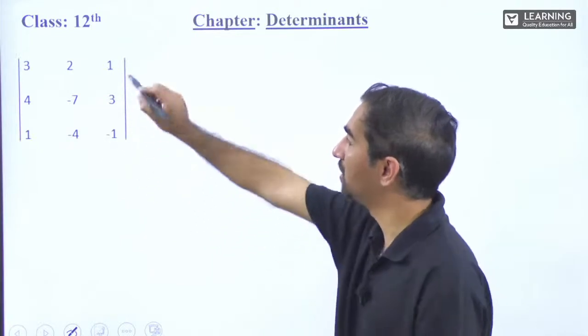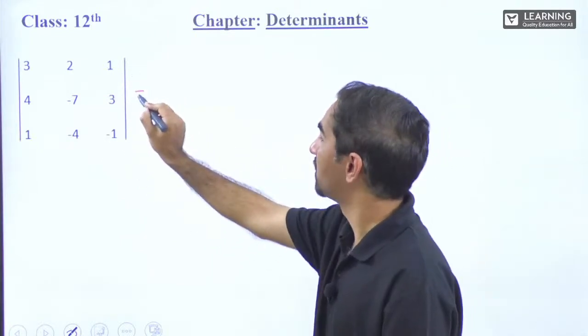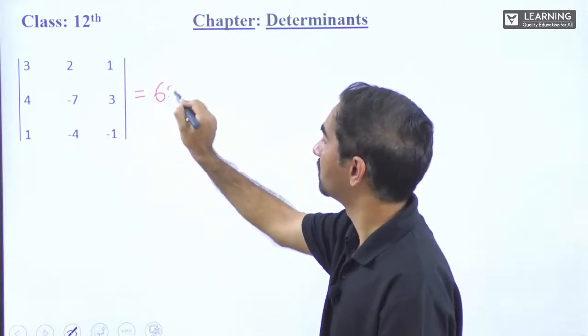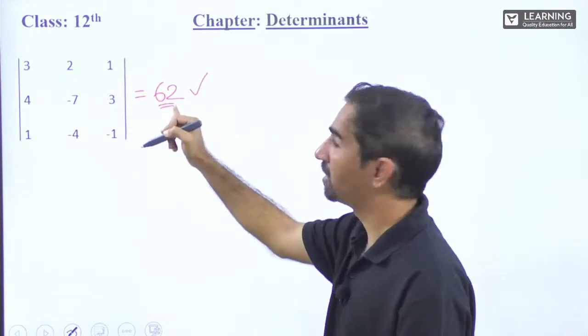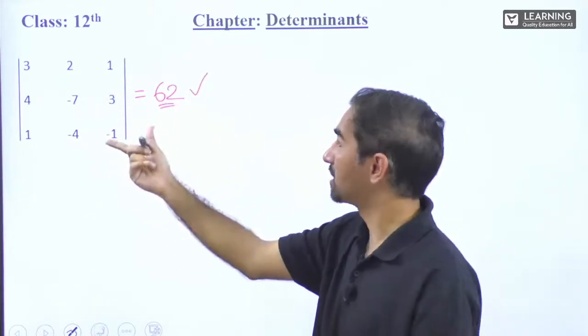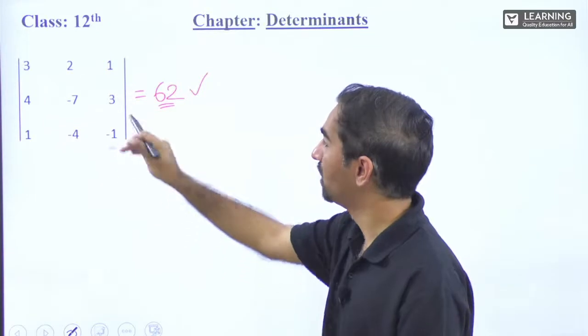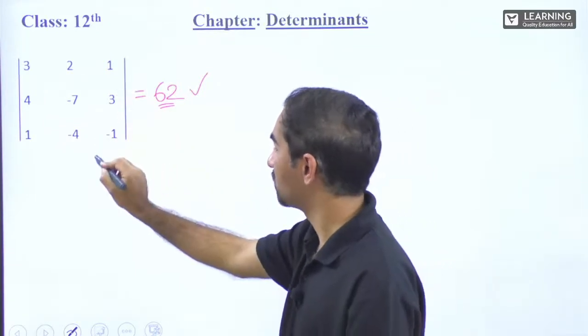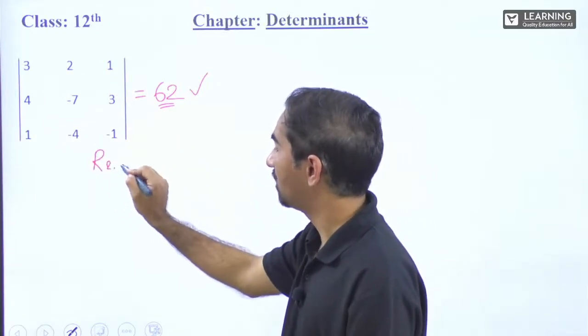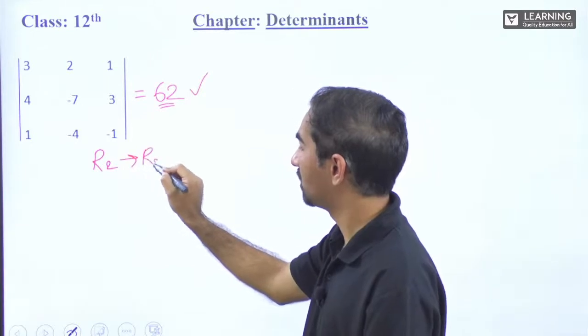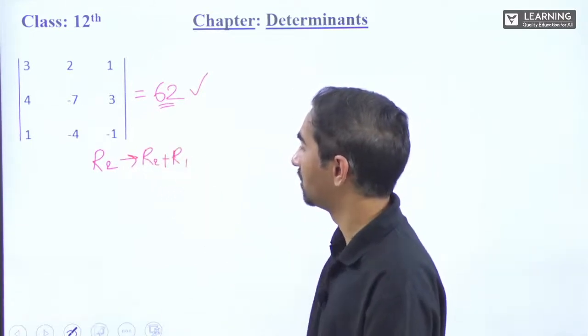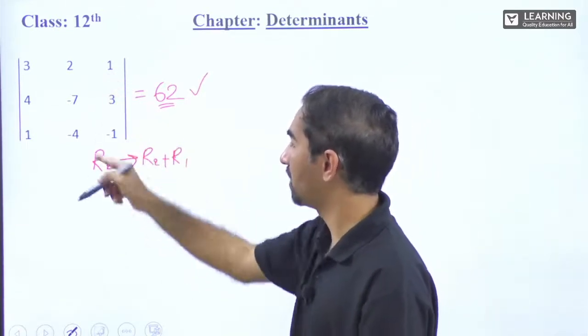So here if you see, what is the value of this determinant? The value of this determinant is 62. We had already solved this in property number 5. Same example we are taking. Here we'll make one small change. We'll make an operation: R2 equals R2 plus R1. So do this operation. Now R1 and R3 are same.